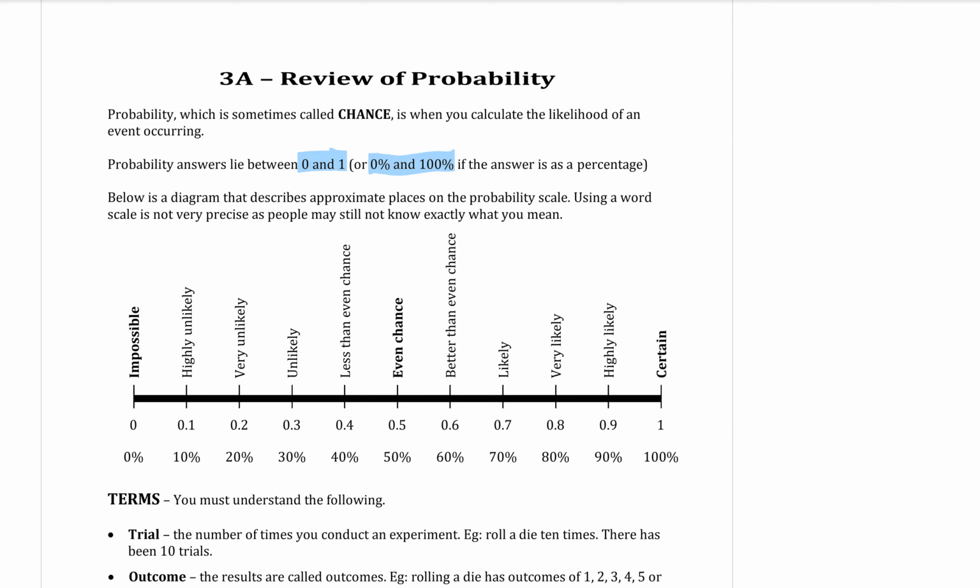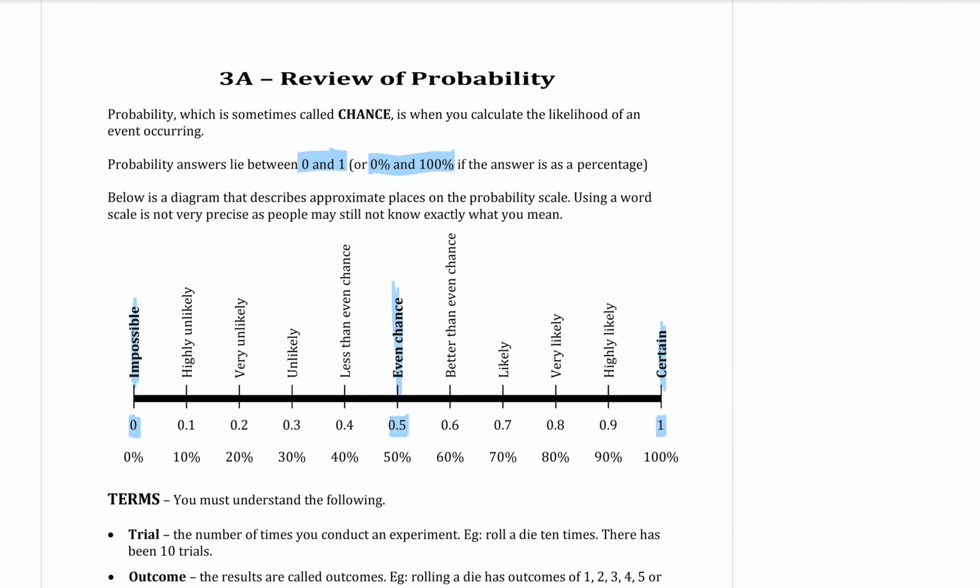Using a word scale is not very precise, so we don't use it very often, as people still don't know exactly what you mean. But some of the words that you should be familiar with: if you have a 0 probability, it means that it is impossible for that event to occur. If something has a probability of 1 or 100%, it is certainly going to occur. And then the other main one that we have is our even chance, which is our 0.5 or 50% in the middle.